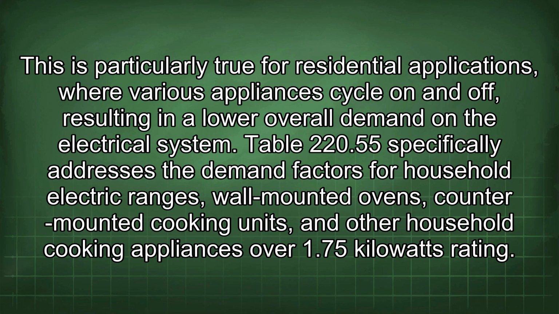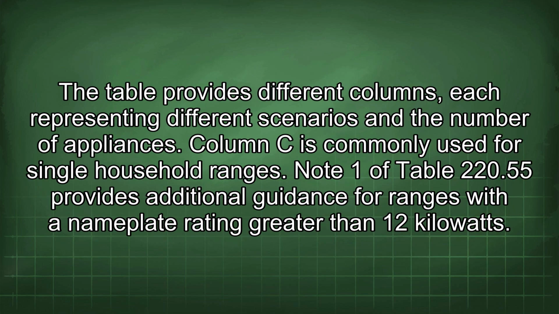Table 220.55 specifically addresses the demand factors for household electric ranges, wall-mounted ovens, counter-mounted cooking units, and other household cooking appliances over 1.75 kilowatts rating. The table provides different columns, each representing different scenarios and the number of appliances. Column C is commonly used for single household ranges. Note 1 of Table 220.55 provides additional guidance for ranges with a nameplate rating greater than 12 kilowatts.